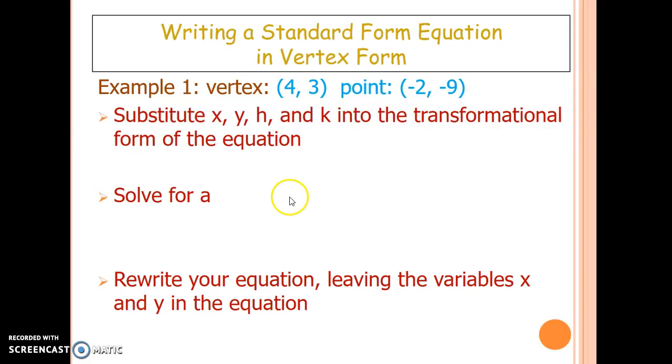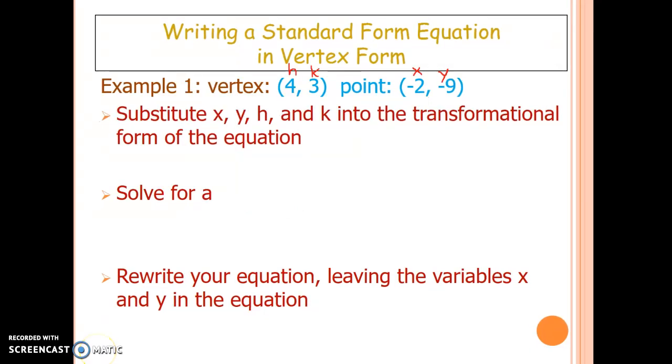So the first thing that we're going to do is substitute x, y, h, and k into the transformational form of the equation. So to do that, remember that the vertex is going to be (h, k), and the point is going to be what you plug in for (x, y). So when we do that, we get this equation: -9 = a|-2 - 4| + 3.